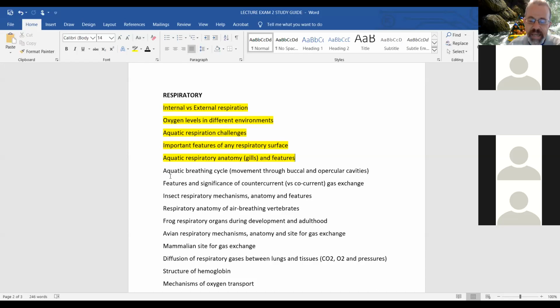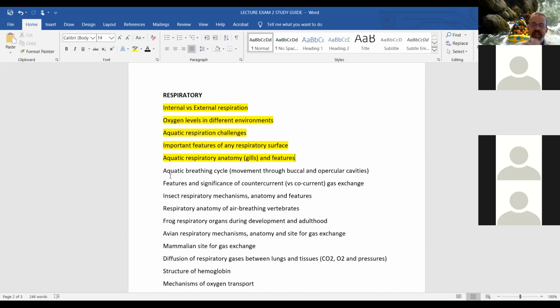Now, anytime you're looking at breathing, we know how we breathe, right? We bring air from the outside. We inhale, and with us, even though we're not going to get into details about it, our thoracic cavity enlarges first, which draws air in. Well, how do you draw water into a fish?